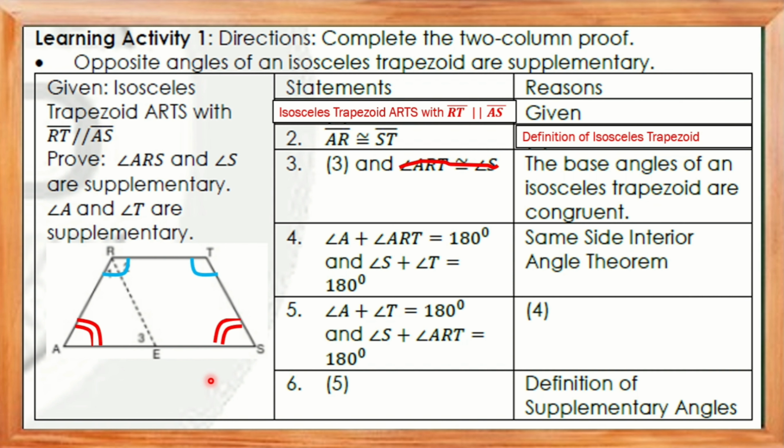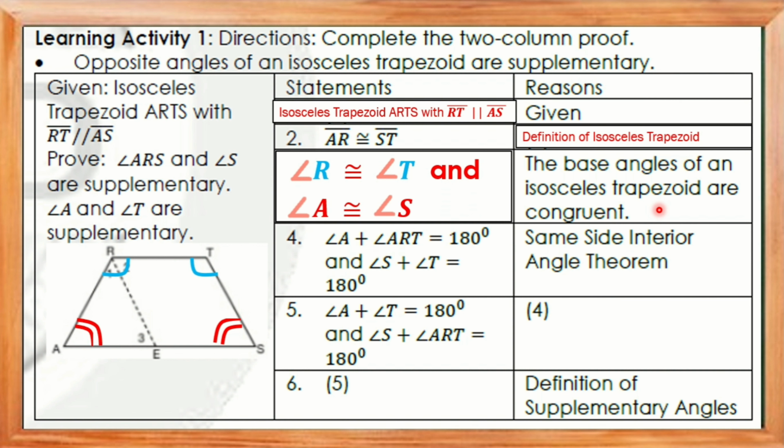Angle A and angle S. So, ibig sabihin, yun lang ang ilalagay natin dito sa statement kasi the base angles of an isosceles trapezoid daw are congruent. So, yan lang ang ilalagay natin. Let's have number 4. So, angle A plus angle ART is equal to 180 and angle S plus angle T is equal to 180 degrees.